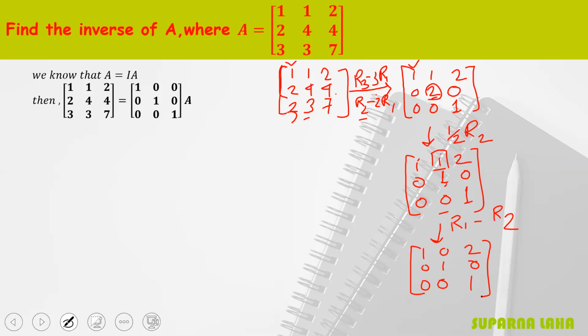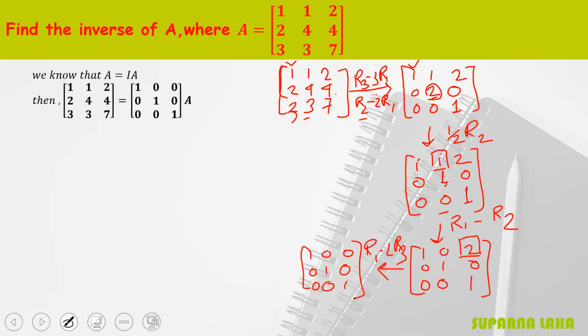Okay, so my next work is to make this element 0. So make this one 0. That is R1 minus 2 R3. So you will get this: 1, 0, 0, 0, 1, 0, 0, 0, 1.